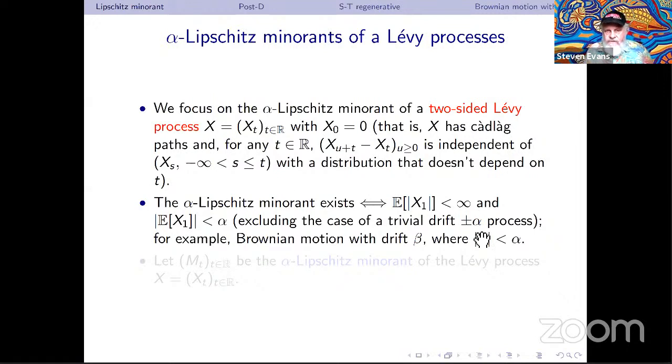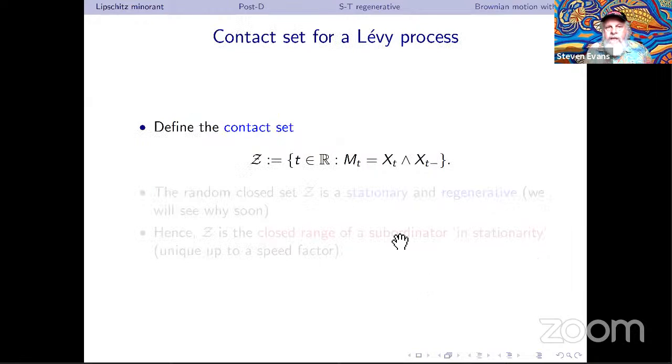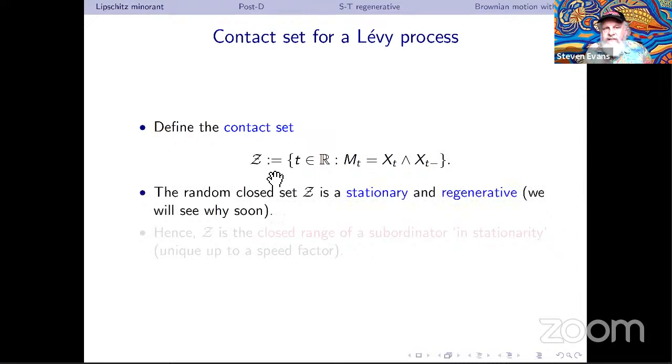And so if you want to just fix on a particular example, just think of Brownian motion with drift beta, where the absolute value of beta is less than alpha. And let's let m of t be the alpha Lipschitz minorant of the Lévy process X. And we'll let script Z be the contact set, and the random set Z is stationary.